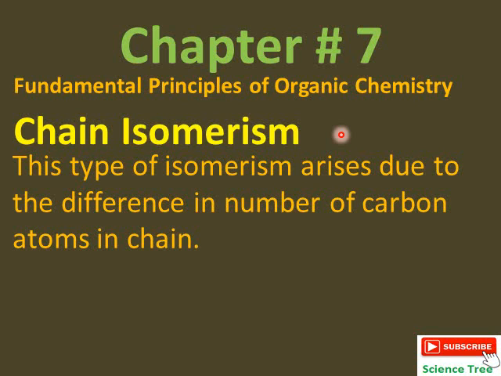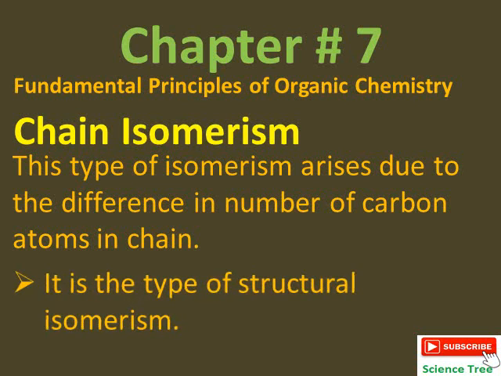Now in chain isomerism, the main thing is that in all isomers, the number of carbon atoms will be different in the parent chain. So this type of isomerism arises due to the difference in the number of carbon atoms in the chain. And chain isomerism is basically a type of structural isomerism.